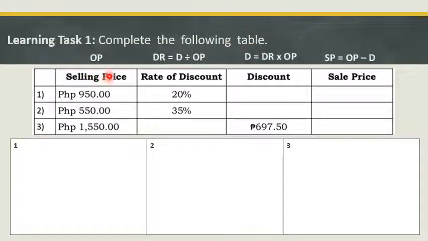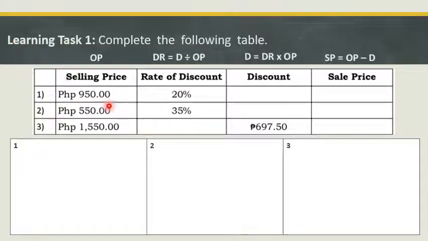So, for the learning task 1, we will complete the following table. So, ito ay sa discount. So, ang selling price, ito yung tinatawag natin na original price or OP. Ang DR or rate of discount or discount rate, ang gagawin nyo lang dyan is i-divide ang discount sa original price. So, discount divided by original price para makuha yung DR. Sa discount naman, imumultiply nyo lang yung discount rate sa original price. Kapag sa selling price naman, i-subtract lang yung discount sa original price.